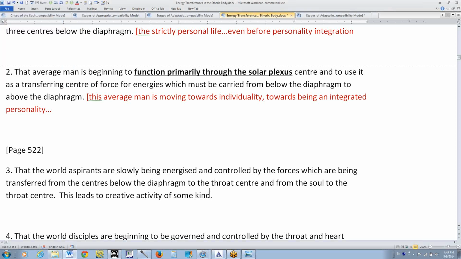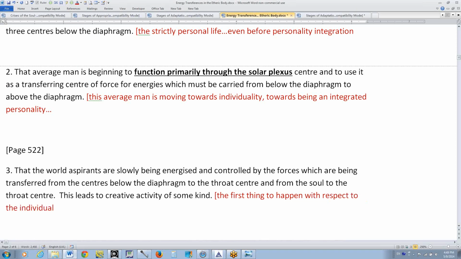And so the first thing to happen with respect to the individual is creative activity through the throat center. Now later will come the power of true love, and then the power of true will. Later, true love and true will.